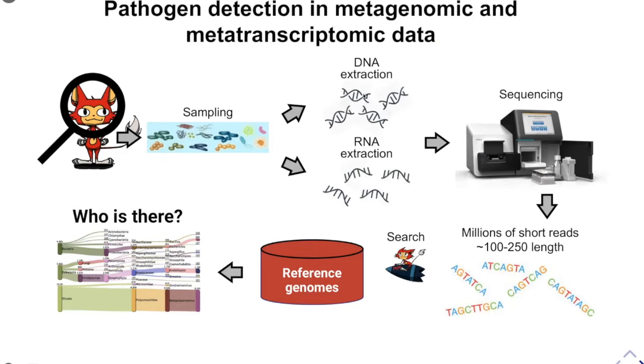And once you have your DNA or RNA, you put it into a sequencing machine, and then normally millions of short reads fall out that have a length of 100 to 250. You take these short reads, then use some software and search these short reads against reference genomes or reference databases. And then you can answer the question: who is there? Who is there means, in general, you try to assign each read a taxonomical label from the reference database. And based on these labels, you then can decide who is there and what might cause the infection.